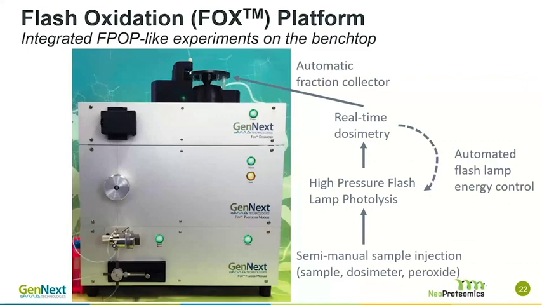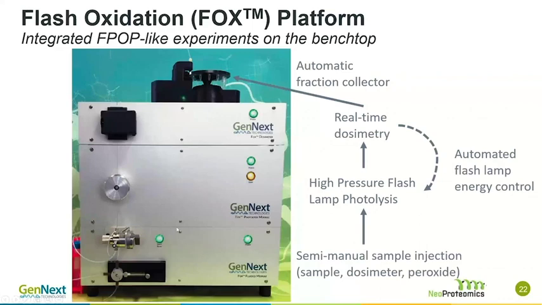So I want to tell you before I move on, until very recently, if you wanted to do the FPOP experiment, you had to build a bench like what I showed you earlier. So you had to have the laser and the optics and all of that stuff. Just this year, GenX has come out with a Fox oxidation platform, which pretty much does everything that I've just shown you in a benchtop format. The only real difference that matters is it's replaced the laser with an ultra-fast, high-pressure flash lamp, so that you don't have to have that excimer laser, and it's all much more compact.